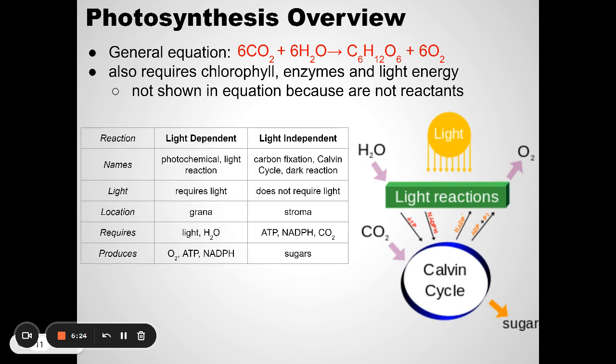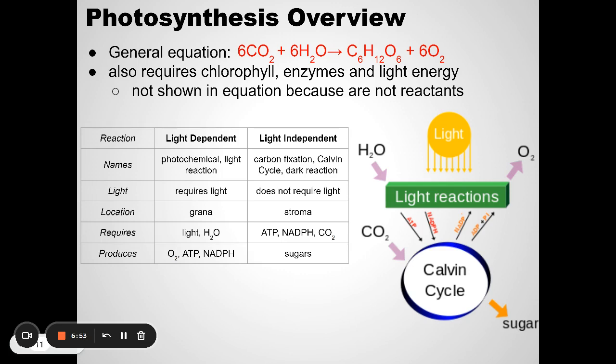Probably in 7th grade, you may have learned that just CO2 plus H2O produces glucose and oxygen. Well, when you're in chemistry, which probably a lot of you will take next year, we have to write balanced equations. And so we have to have the same number of carbons, oxygen, and hydrogens on each side of the equation, and that's what that's showing. So that's the overall general equation for photosynthesis.